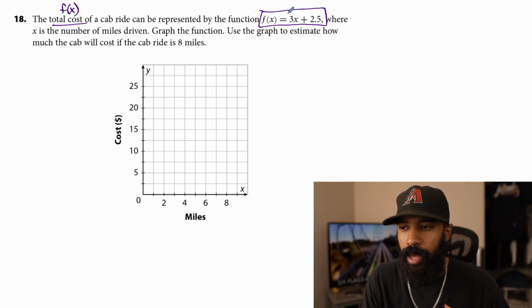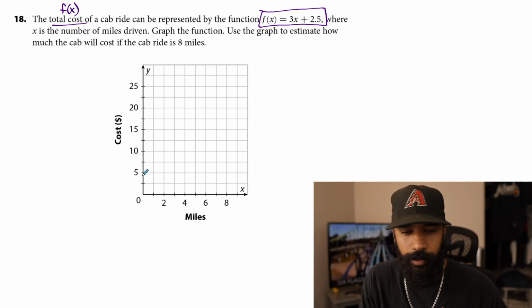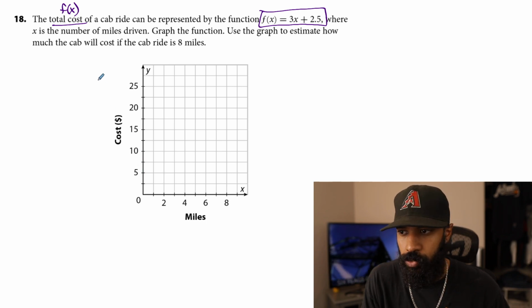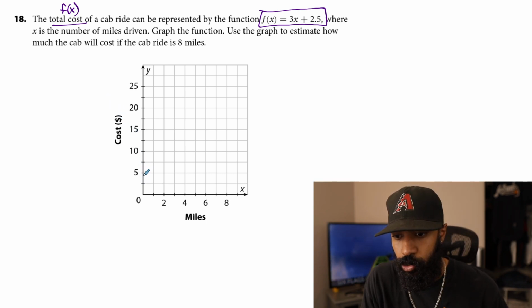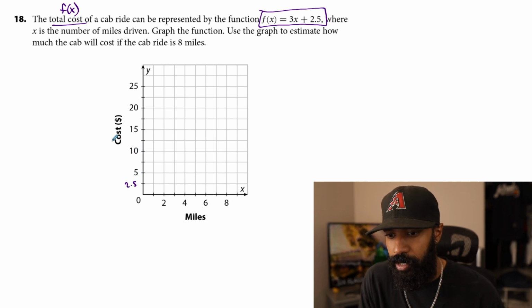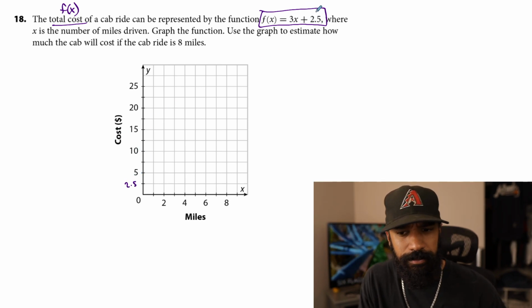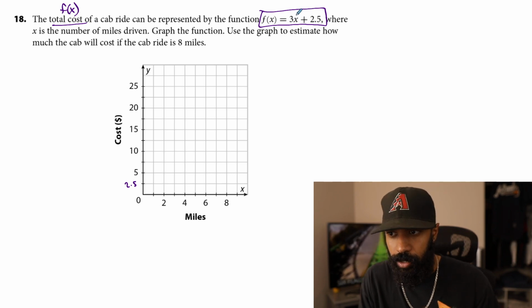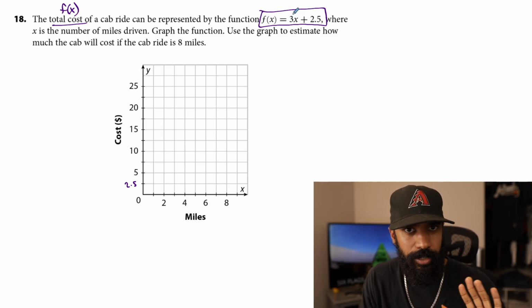Use the graph to estimate how much the cab will cost if the cab ride is 8 miles. Okay, so this one right here, what's kind of nice that they used for us is increments of 2.5. You can see the 5 right here, which means halfway is 2.5. Kind of nice because of the 2.5 right here. You know, I kind of want to use that. What I don't like is this 3, and you'll kind of see why.